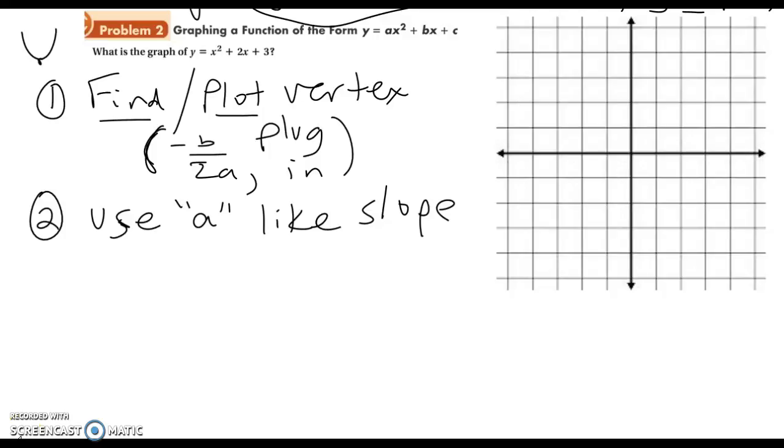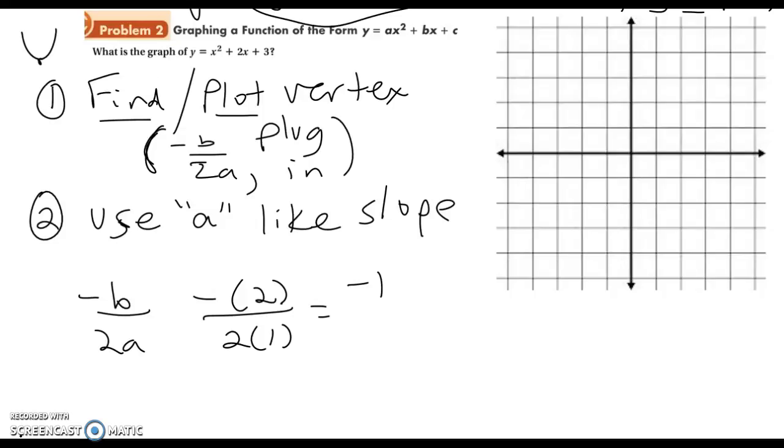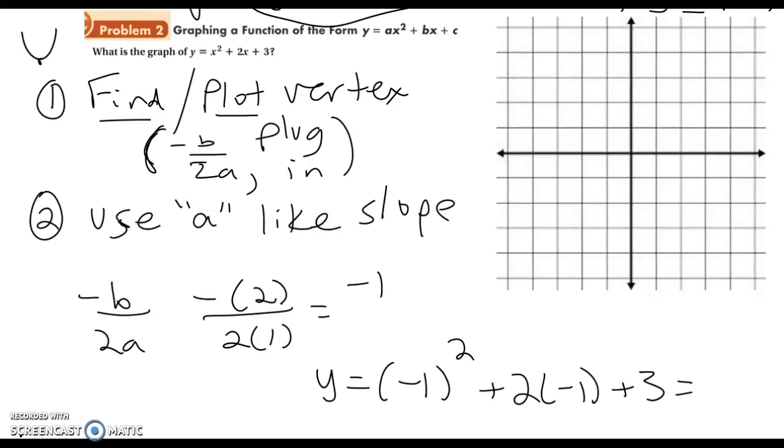First, let's find the vertex. We're going to compute negative b over 2a. b in this problem is 2, and a is 1. So after computing this, we get negative 1. Now let's plug negative 1 into the original problem. Remember to carefully use your calculator. After computing this, we get 2. So our vertex is negative 1, 2, and remember our a value is the number in front of x squared, which is 1. So let's plot negative 1, 2.